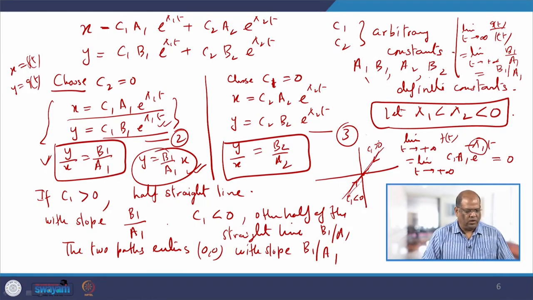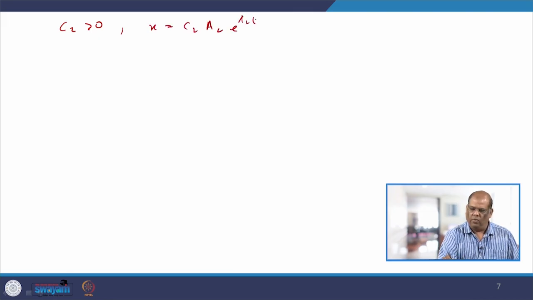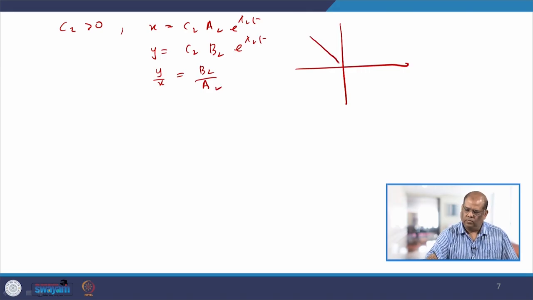The same thing holds for C2. If your C2 is greater than 0, in that particular case, you will get your x equal to c2 a2 e to the power lambda 2 t, y equal to c2 b2 e to the power lambda 2 t, and your y by x equal to b2 by a2. So, if c2 is greater than 0, you get a half line, and if c2 is less than 0, you get another half of the line. Both are approaching and entering the equilibrium point (0, 0).